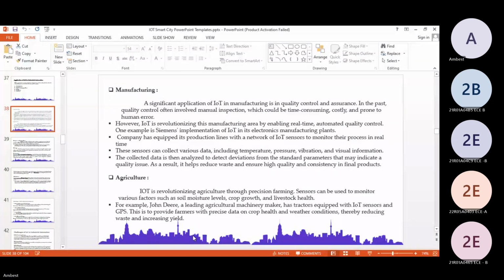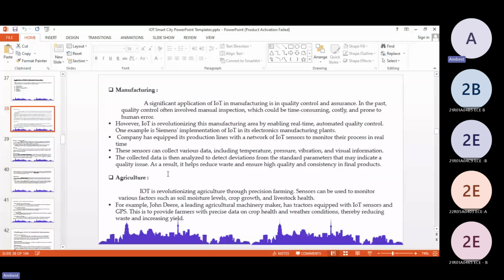So manufacturing automation is about the processing of these manufacturing automation processes, which does quality control, like monitoring and assurance, and also collecting data step by step, analyzing and detecting, and checking all those standard parameters. By this, it indicates quality issues, helps to reduce waste, and ensures the high quality and consistency of the final products.